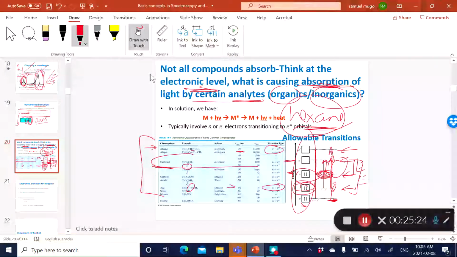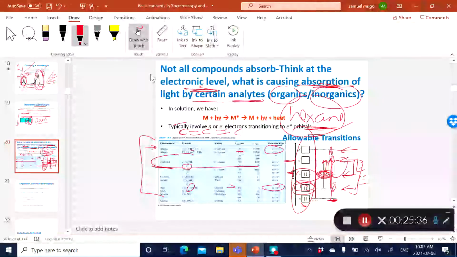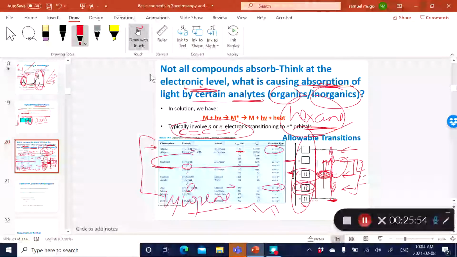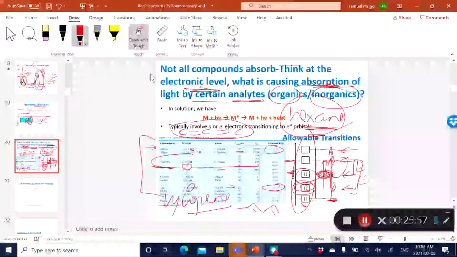And so that's why, if you've got compounds that are conjugated, meaning they have lots of double bonds, you'll see that these compounds are very colored. For example, lycopene. If you look at lycopene, it's got a lot of conjugation from the double bonds. And so that's why it's very colored, because the likelihood of the pi to pi star transition is very high.